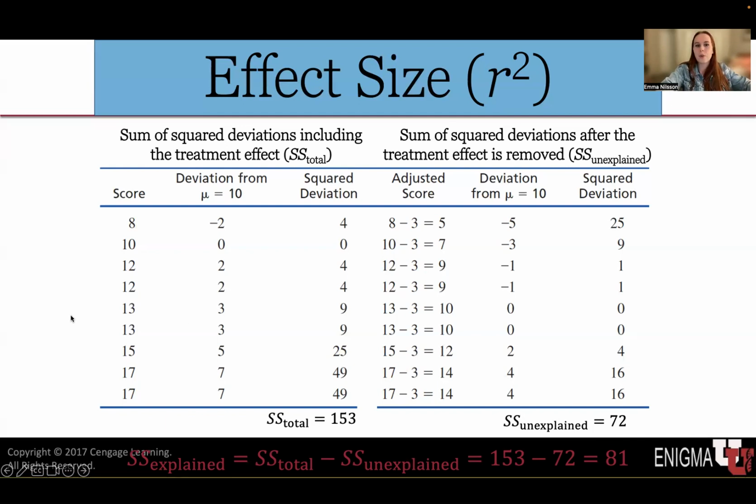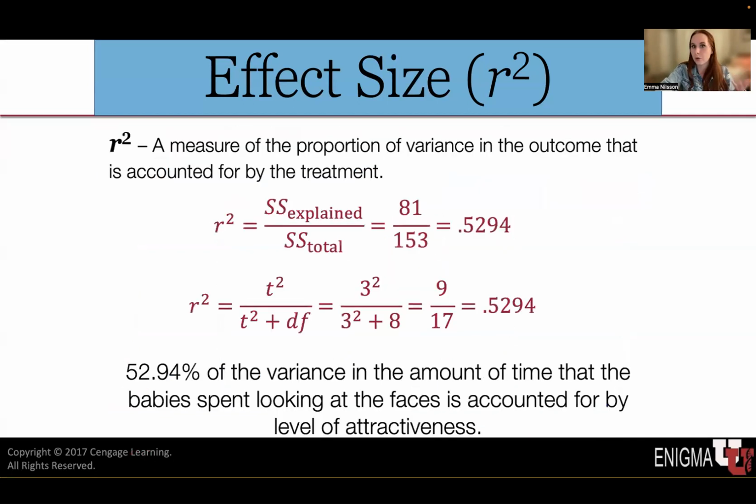We're not going to just report this value as a whole number. Usually you report this value as a proportion or percentage of the total variability, which is shown here. R squared is essentially just the variability explained over the total variability, 81 over 153. So in this case, it's going to be 0.5294, which means that 52.94% of the variance in the amount of time that the baby spent looking at the faces is accounted for by the level of attractiveness.